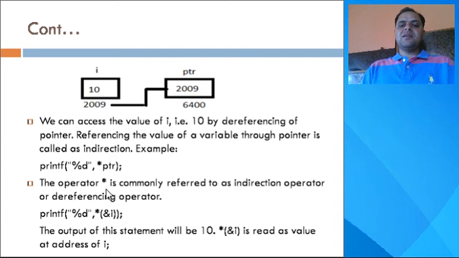So the operator star is commonly referred to as the indirection operator or dereferencing operator. So printf("%d", *&i). The output of the statement will be 10. &i means the address of i, and star of the address means the value at this address. So it is 10. So star and ampersand is read as value at the address of i.